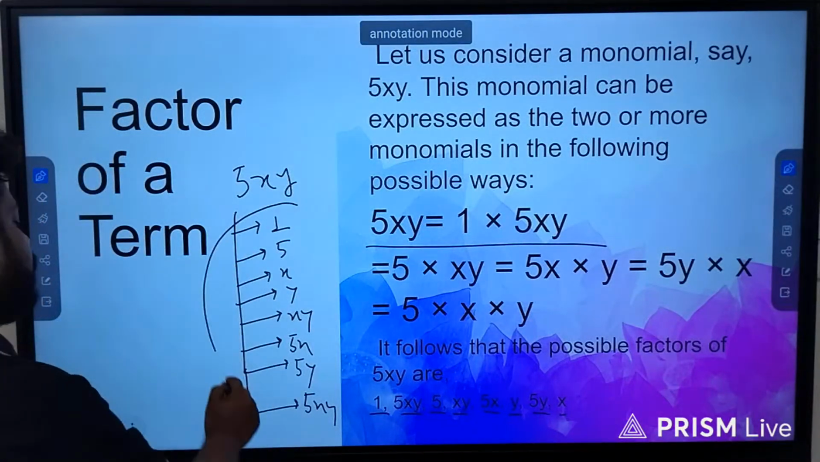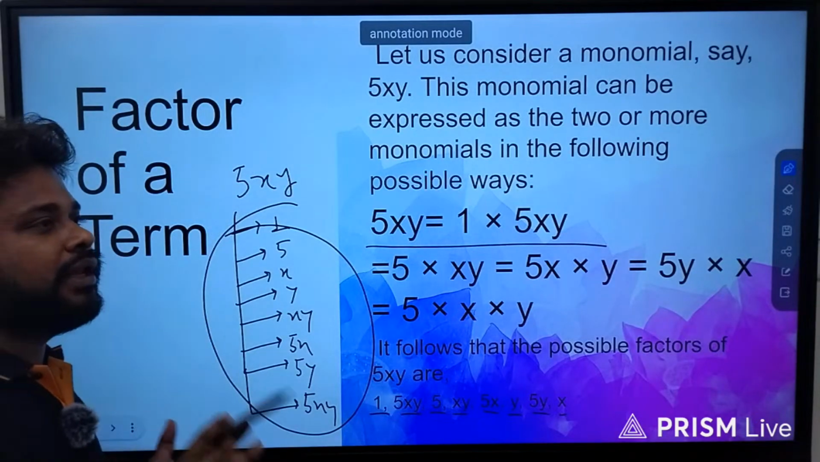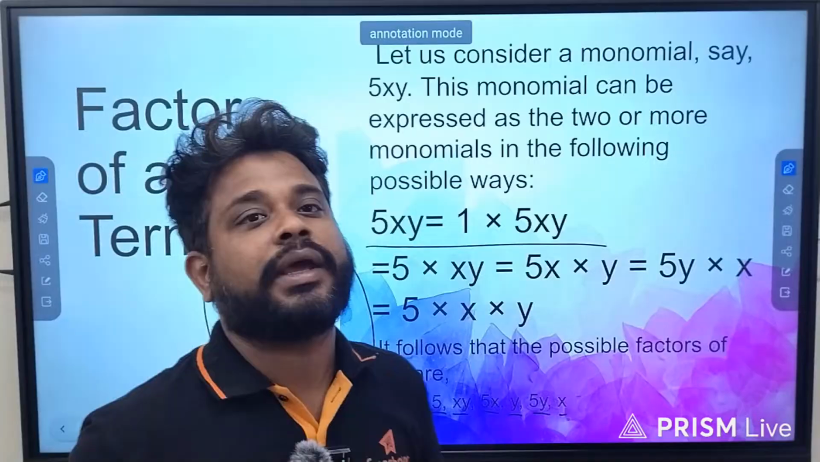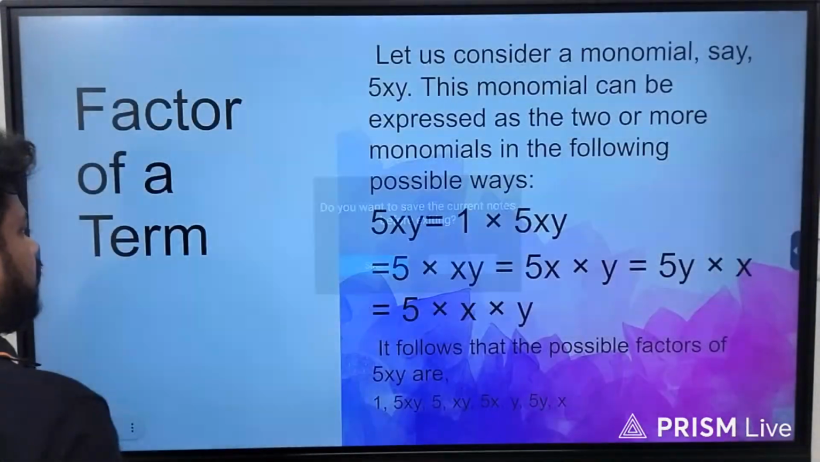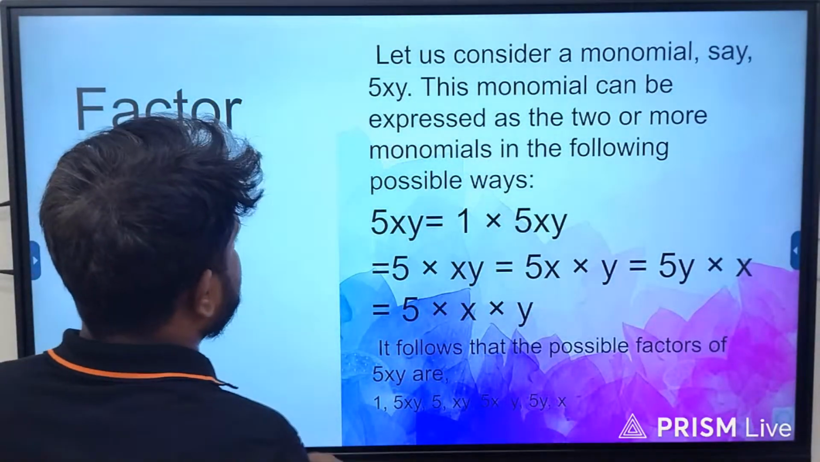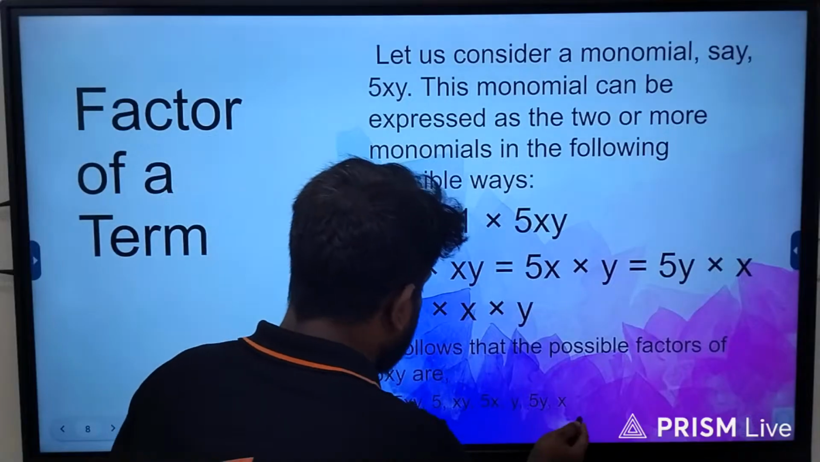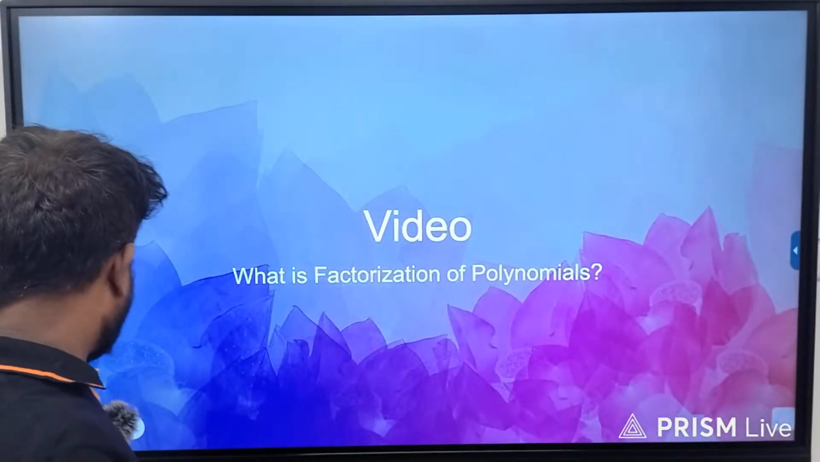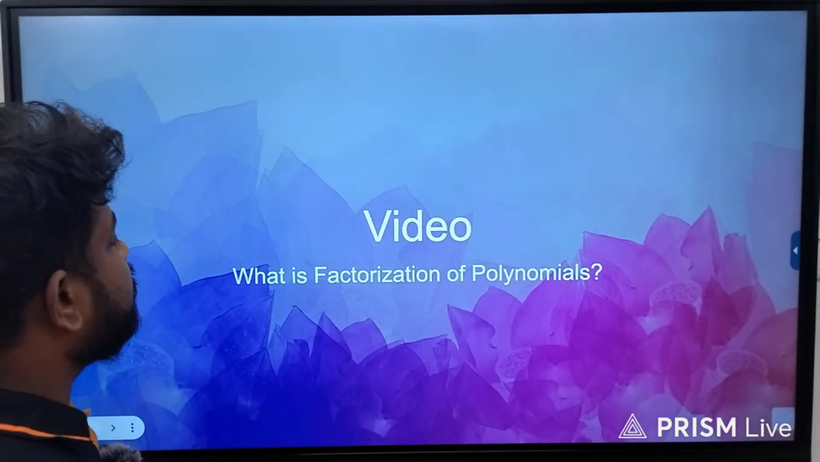All of these can divide 5xy, and it will not leave any remainder. So 5xy will be completely divisible by all of these. Okay, let's go next. What is factorization for polynomials? This one is an important video, so I am going to play it.